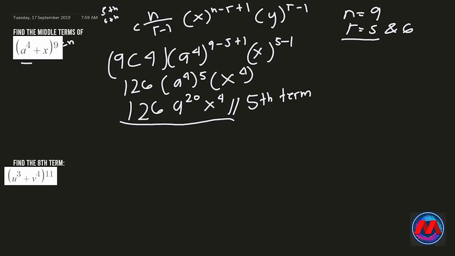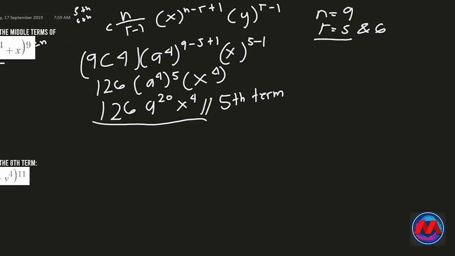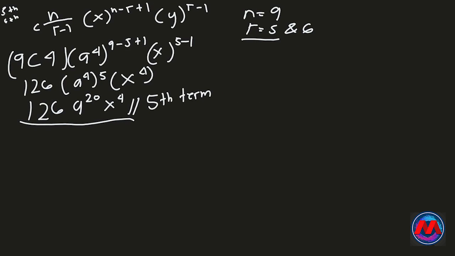term. Okay, let's solve for the 6th term. For the 6th term, so solving for the 6th term, that's 9 combination of 5. Kasi that's r minus 1. Yung r natin is 6. 6 minus 1 is 5. So, 9 combination of 5. A, ano yung x natin? That's a raised to 4. That's n, 9 minus 6 plus 1.